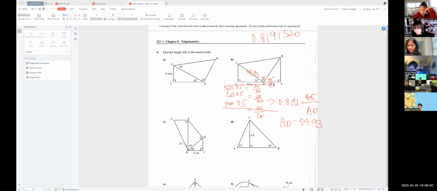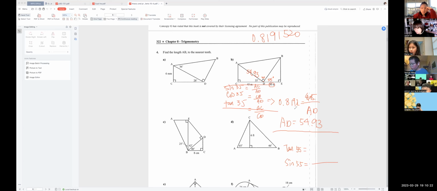Okay, so now in order to find BD, which is the hypotenuse, right? So is this one cosine, sine, or tangent? Tangent? We're using tangent 55? Oh no, sine. Okay, sine 55. So can you tell me how to calculate sine 55?